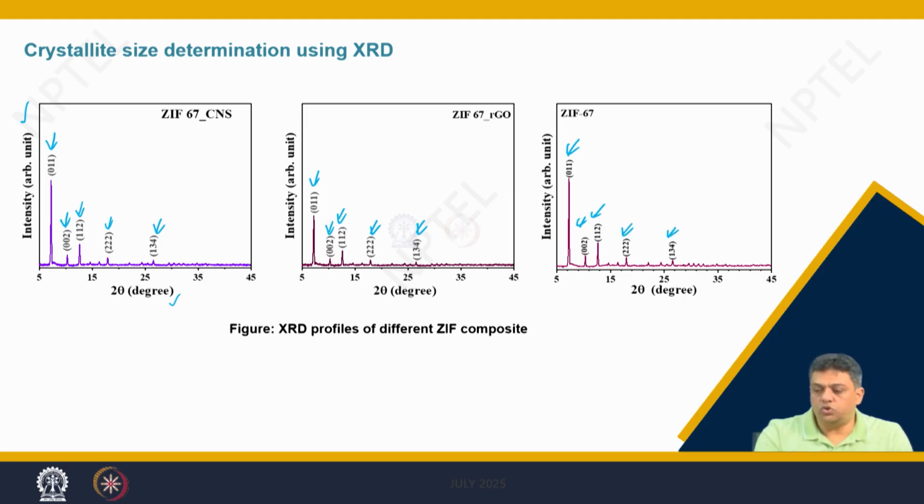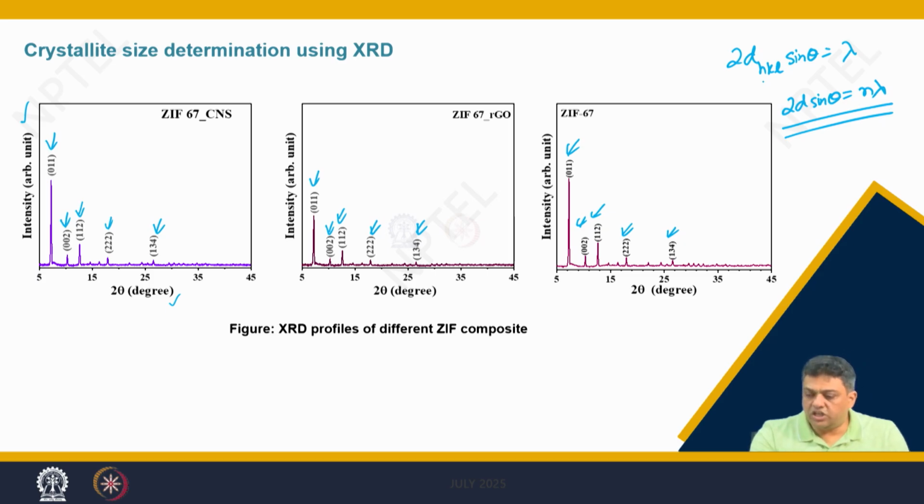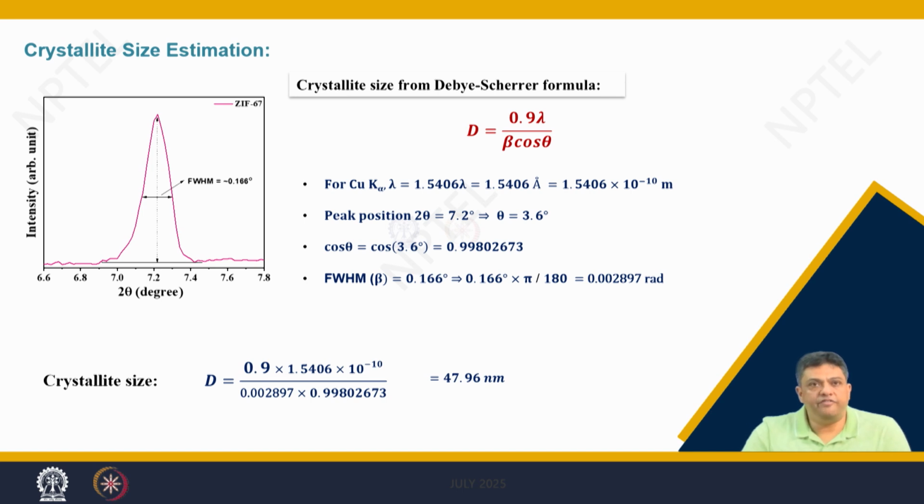diffraction conditions. So, 2d HKL sin theta is equal to lambda or 2d sin theta is equal to n lambda. So, as HKL changes, you have different thetas which will satisfy this condition. So, now you see that there is peak profiles, you have indexed it, and next you calculate the FWHM. So, for example, this is pure ZIF 67.